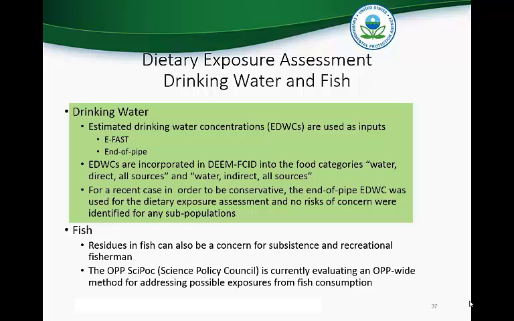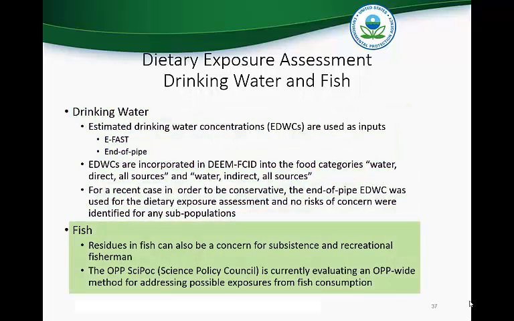The first is EFAST, and here surface water concentrations based on the 30Q5 flow value is used to represent acute exposure, and the harmonic mean flow value is used to represent chronic exposure. In some cases, we also use end of pipe. These EDWCs are incorporated into DEEM-FCID into the food categories water direct all sources and water indirect all sources. For a recent case, in order to be conservative, the end of pipe EDWC was used for the dietary exposure assessment, and no risks of concern were identified for any of the subpopulations.